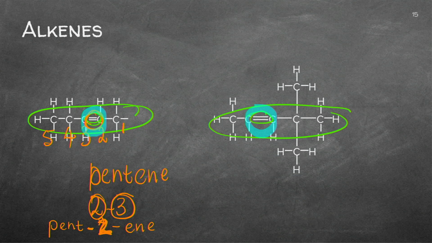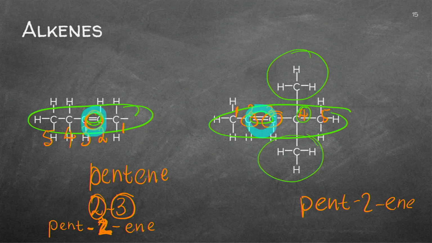Let's see if you can do this one. 1, 2, 3, 4, 5. Can you see between the second and the third? It will again be pent-2-ene. What's added to that? Can you see here? I've got 2 methyl groups on the fourth one. So it's 4,4. Remember there's a repetition. Dimethyl, one word, pent-2-ene.